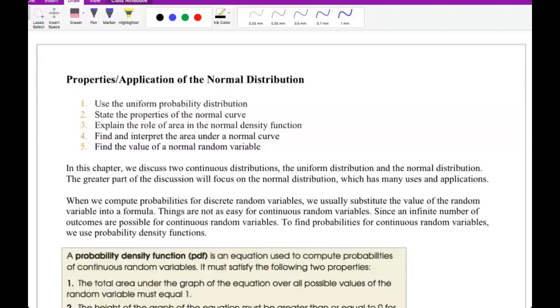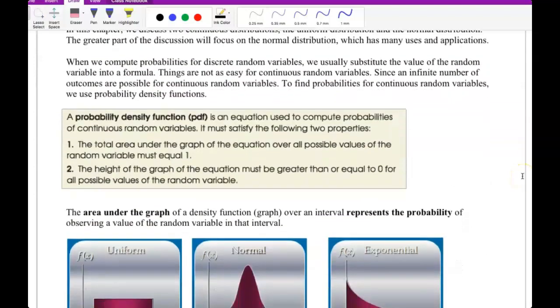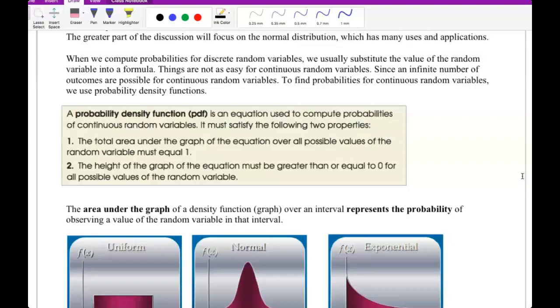Hello everyone. Here we have application of normal distribution. And this part is a probability density function, shown with PDF. And here on this part we have two factors. The first one, total area is equal to 1. And here on this part, height is greater than or equal to 0.